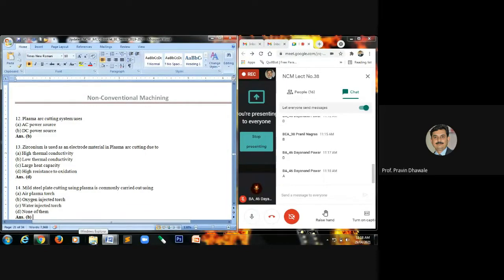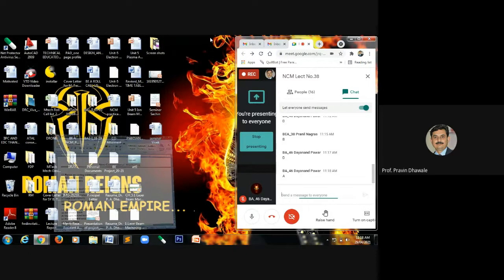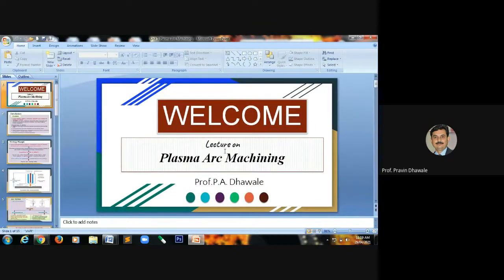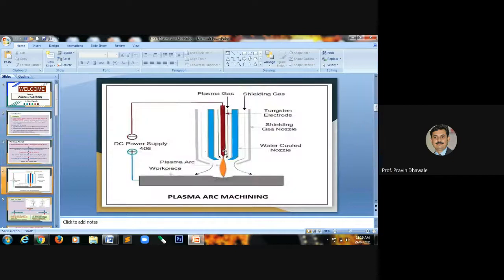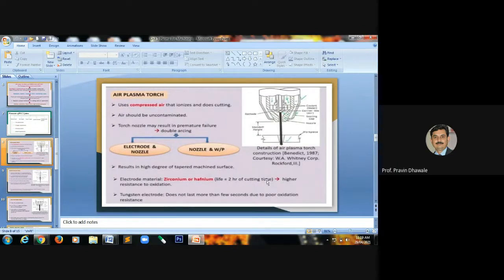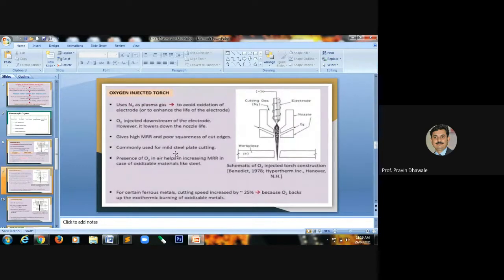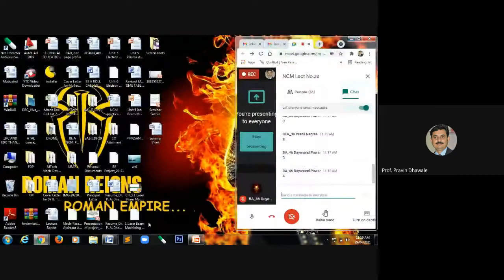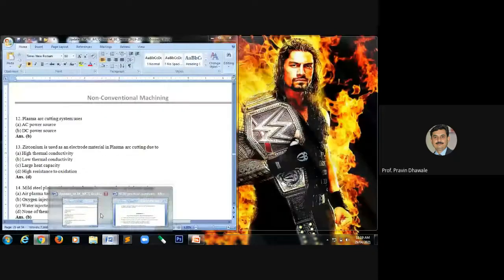Just a minute. I am also confused. Here it will consist of oxygen, but for specific mild steel plate cutting, I think the oxygen injected torch is essential. Mild steel plate cutting, so oxygen injected torch will be the correct answer. Okay, is it clear?